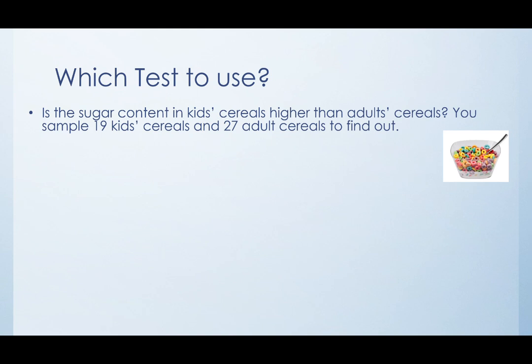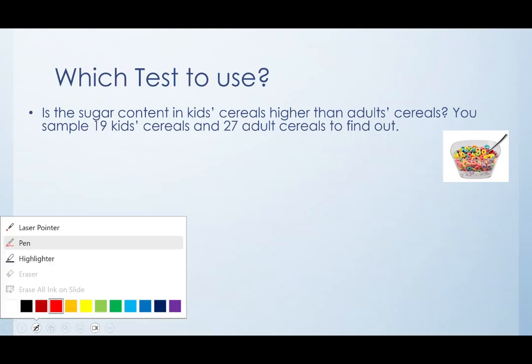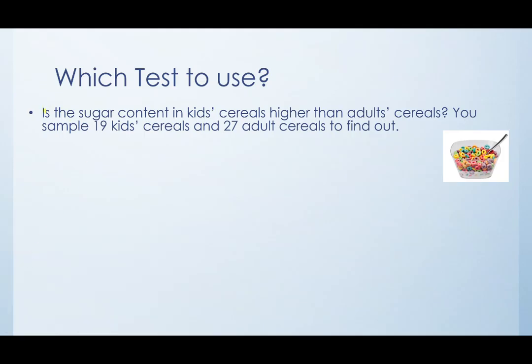Okay, so this is our last ones here. So our first question, is the sugar content in kids cereal higher than adult cereal? You sampled 19 kids cereals and 27 adult cereals to find out. Okay, so there's the question.